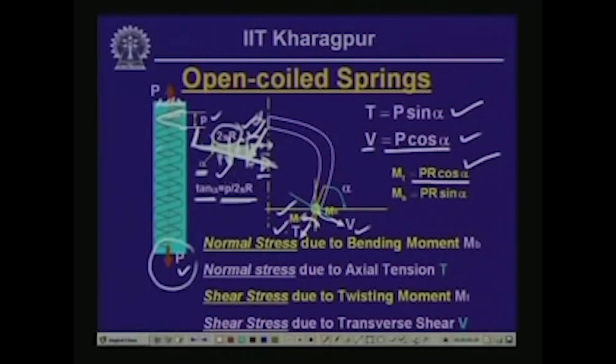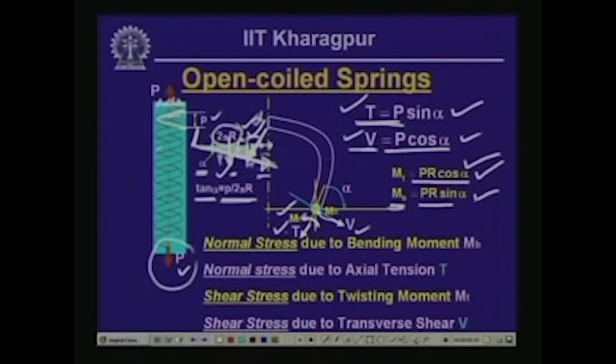Now, as you can see, the force P has two components, one is T, another one is V. T is the direct tension that is caused in the wire, and V is the shear caused in the wire because of P, which are P sin alpha and P cos alpha. And the twisting moment P into R will have two components, one causing a twisting moment equal to P R cos alpha, and another causing a bending moment equal to P R sin alpha.